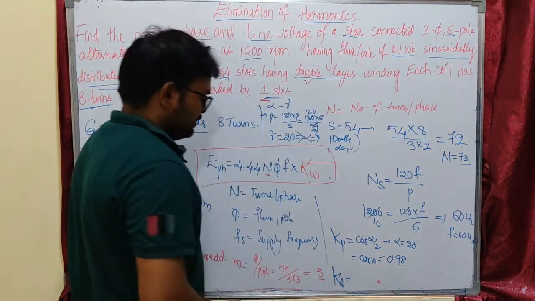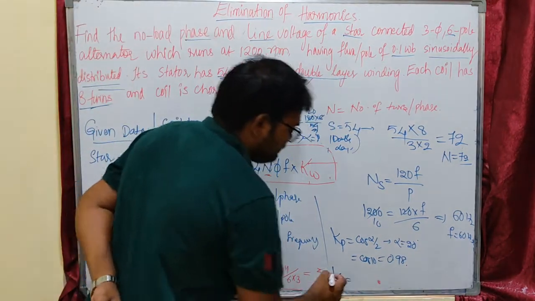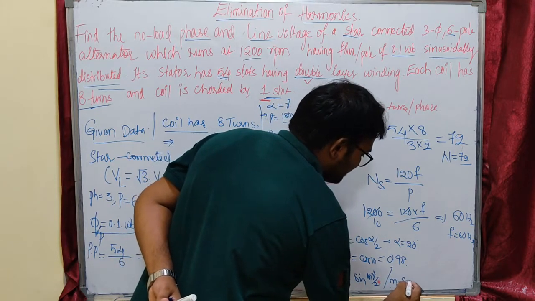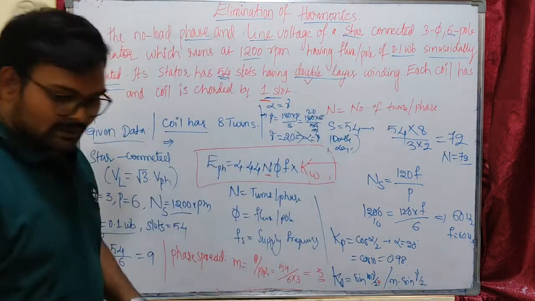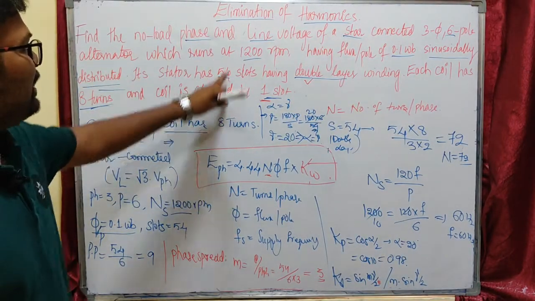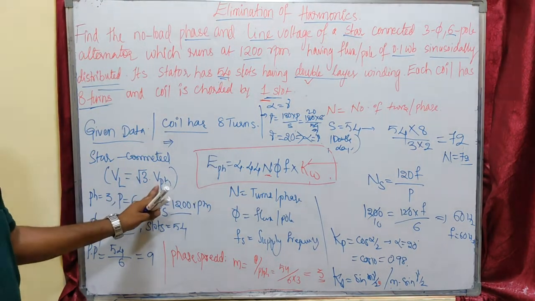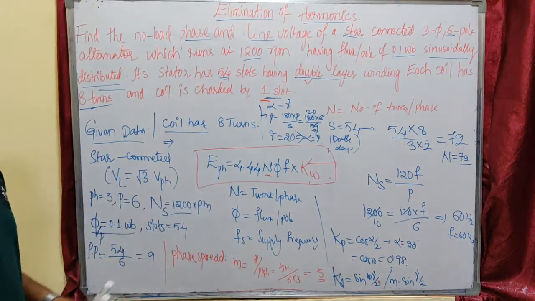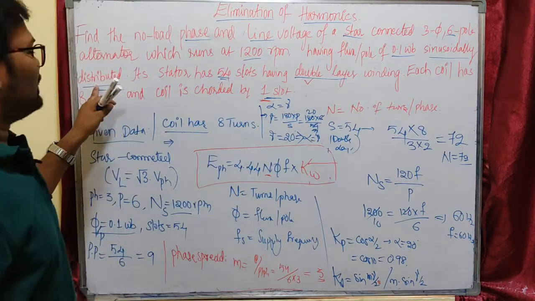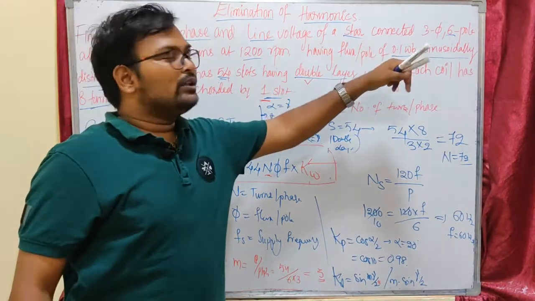Kd is nothing but sin of m gamma by 2 divided by m sin of gamma by 2. I am erasing the question here. Did we have anything else? We need to find the no load phase voltage and line voltage. Line voltage is nothing but root 3 times phase voltage; if you can find the phase voltage, you can find the line voltage. And one more thing here: the flux distribution is assumed to be sinusoidal.